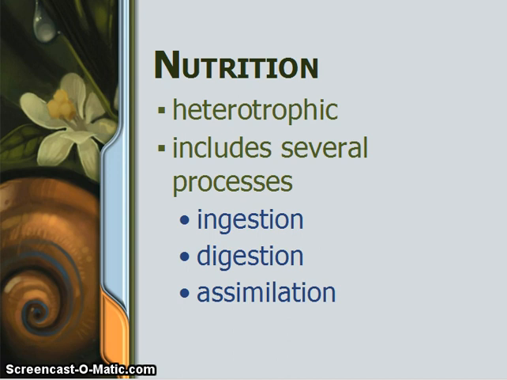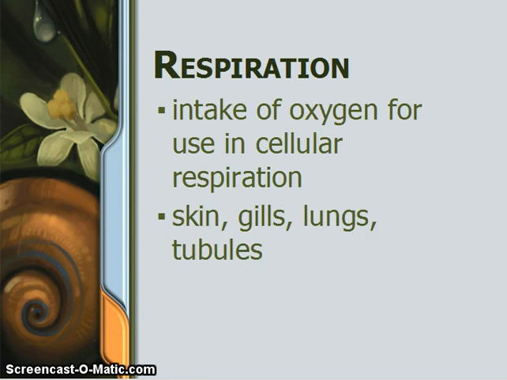So all animals are heterotrophic, and they have several processes in their digestive system. All animals intake oxygen for use in cellular respiration. They perform aerobic cellular respiration throughout their body. We see that they require oxygen. Now, different animals are going to get this oxygen different ways. You and I, we use our lungs. Fish, of course, use their gills. Some animals we'll see breathe through their skin or tubules. But all members of the animal kingdom will require respiration.